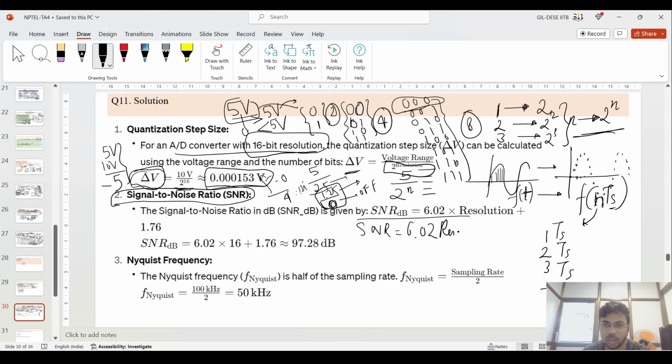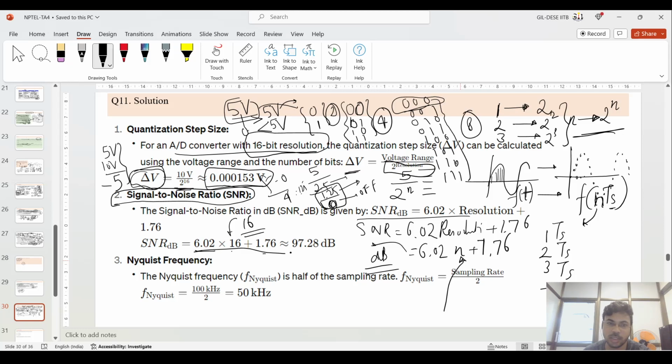The formula is such that SNR is approximately 6.02 times the resolution plus 1.76, that is 6.02 times n plus 1.76. If you put in the value of n, you should get the SNR in dB. You can use this formula. So we have 16 bits. By using this formula, 6.02 multiplied by 16 plus 1.76, you will get the SNR, that is 97.28 dB. SNR means signal to noise ratio.